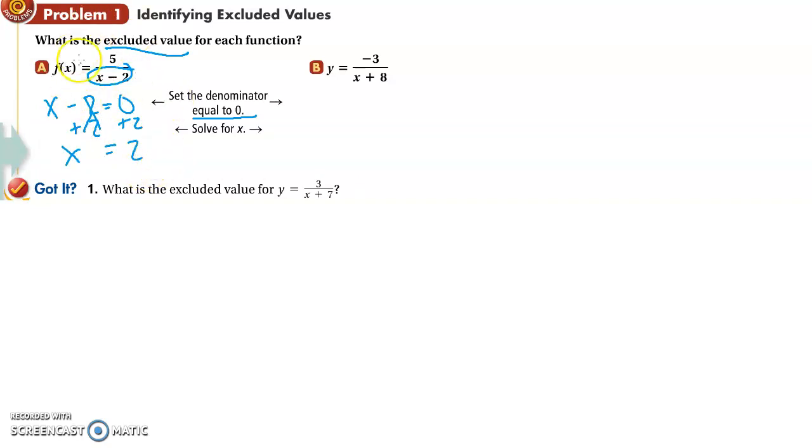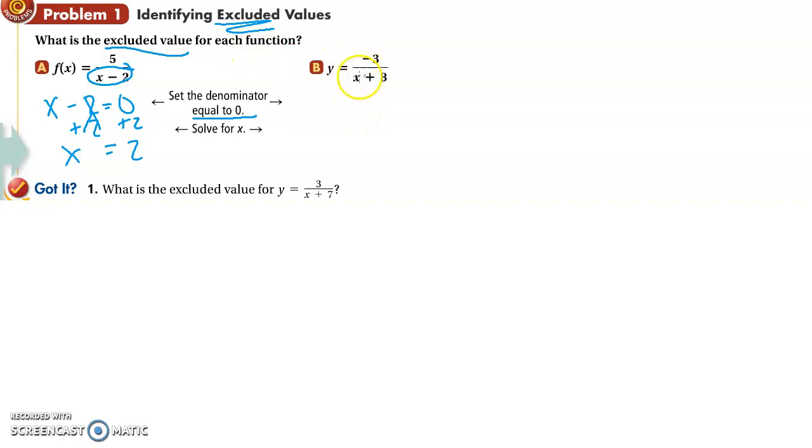For the first part of your homework, that's all you're going to be doing: finding what we're going to call the excluded values. We have talked about excluded values before, but this is a little bit of a recap. And today we're going to find out why we even find these excluded values. What's the deal with excluded values?